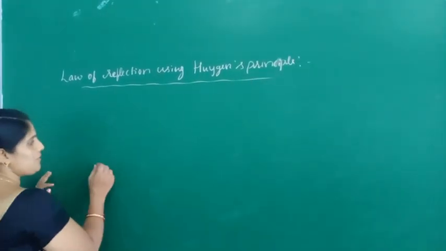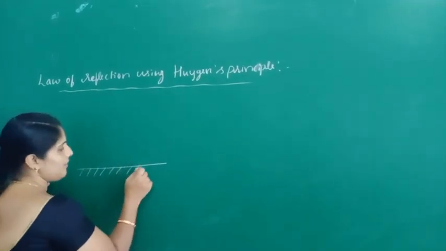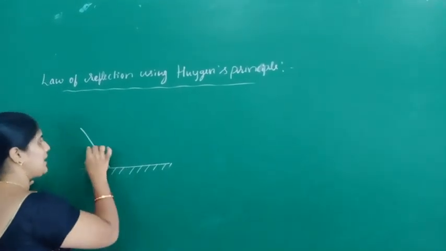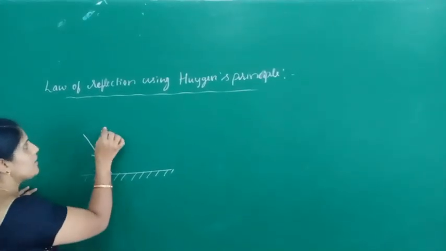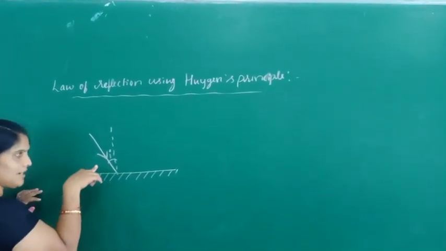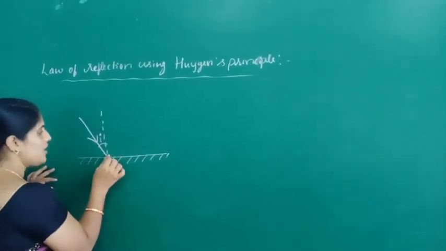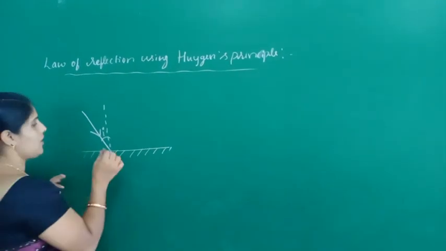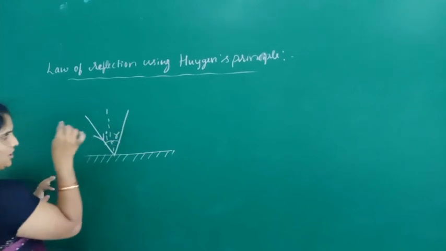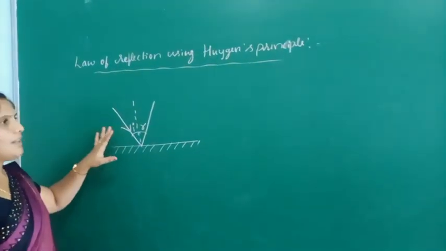In ray optics, we know the reflection concept. Suppose let's draw a reflecting surface. When a ray of light is incident here, let's draw a normal here. This is the angle of incidence, that is the angle between the incident ray and the normal. It undergoes reflection, that is bouncing back of the ray of light, like this. So this is the angle of reflection. This is the case of ray optics where we consider light as a ray.